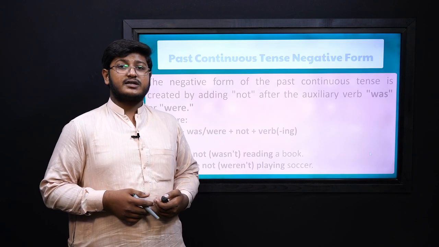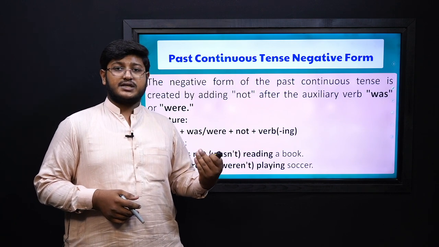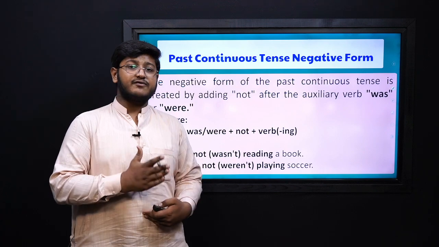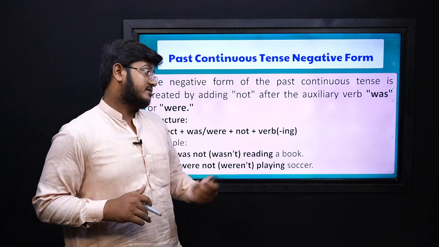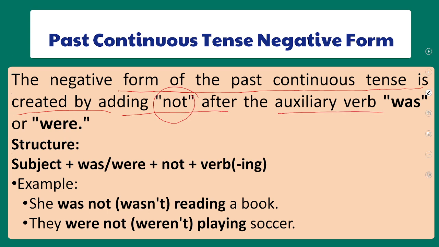So let's go further. What is next? Now we have to read the negative form of the past continuous tense. How to make a negative sentence using past continuous tense? Let's find out. The negative form of past continuous tense is created by adding not after the auxiliary verbs. So after the auxiliary verbs was and were, we insert a not to make negative sentences of the past continuous tense.